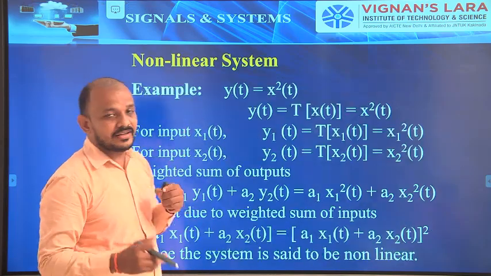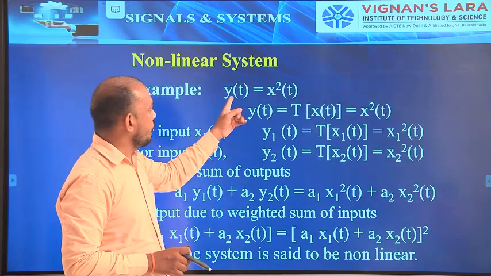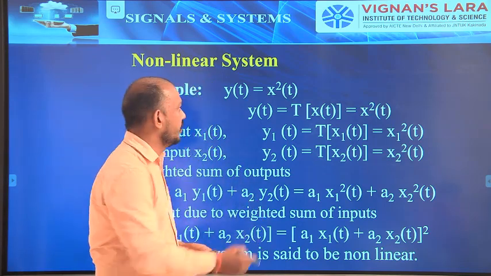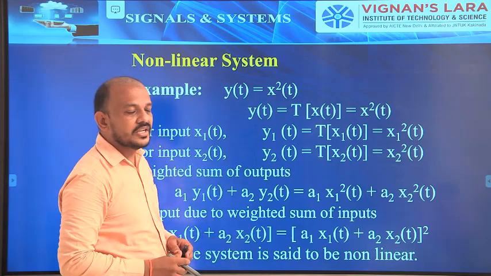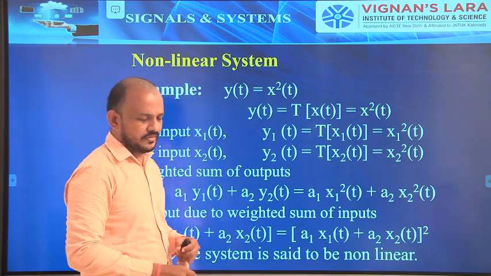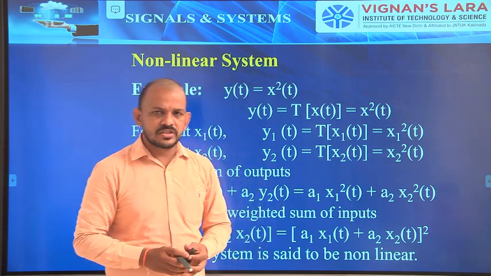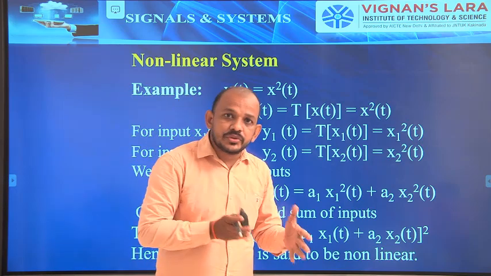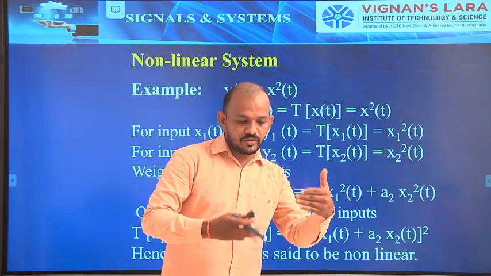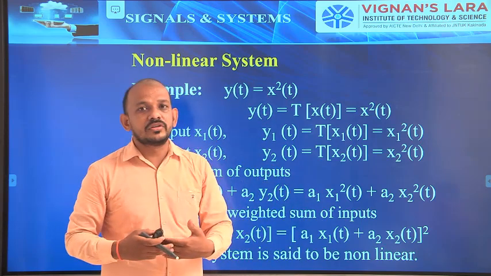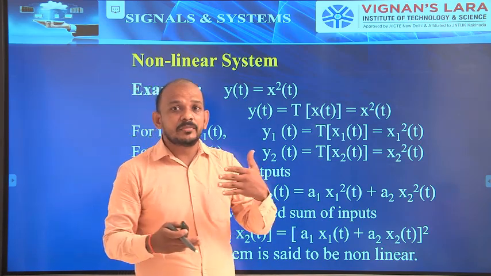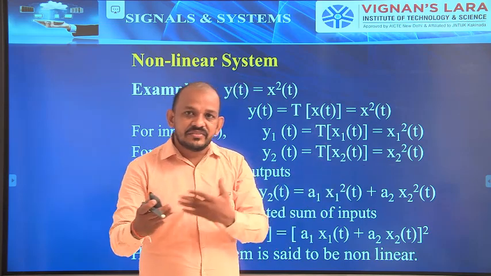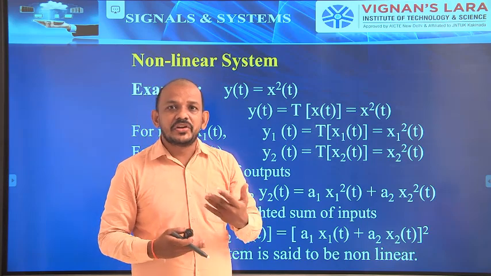For the non-linear system I am taking the example of the system as y of t equal to x square of t. So here I have considered the system with the equation y of t, that is the output of the system, will be equal to x square of t. The procedure is the same. First I have to find out the weighted sum of outputs, and then the output due to the weighted sum of inputs. If these both are equal, then I can say that it is a linear system. If these both are not equal, then I can say that it is a non-linear system.